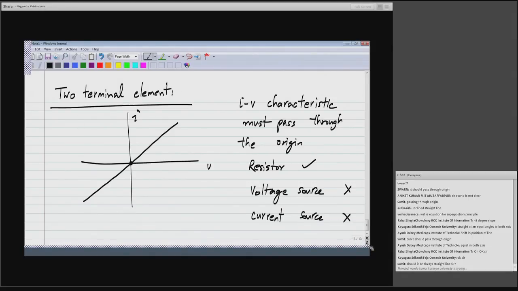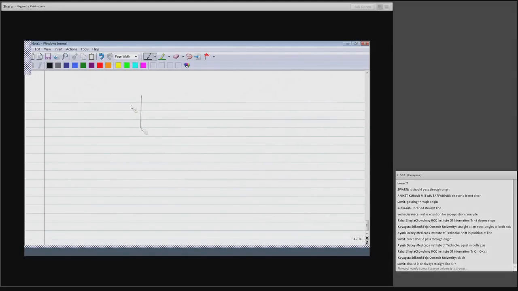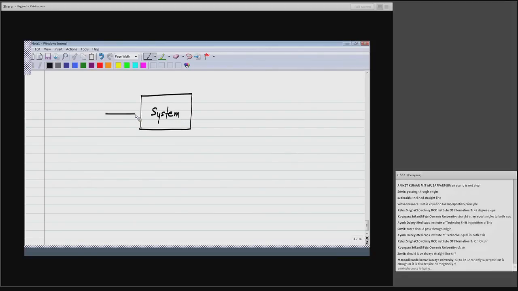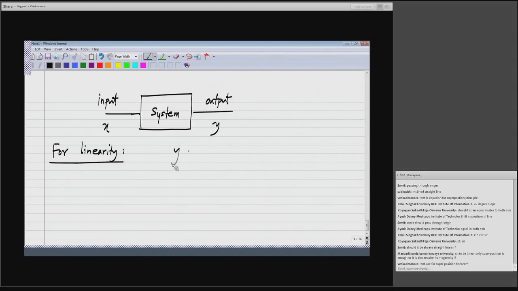Now, just some more details of what superposition is. Let's say you have some system. I will show it in an abstract way like this, and here we are talking about two terminal elements whose stimulus could be a voltage and the response current, or vice versa. So let's say you have some input and it has some output. I'm talking very generally, not saying what system it is or what input and output it receives. So first of all, for linearity, y must be 0 if x is 0. Otherwise you can show that it cannot be linear.